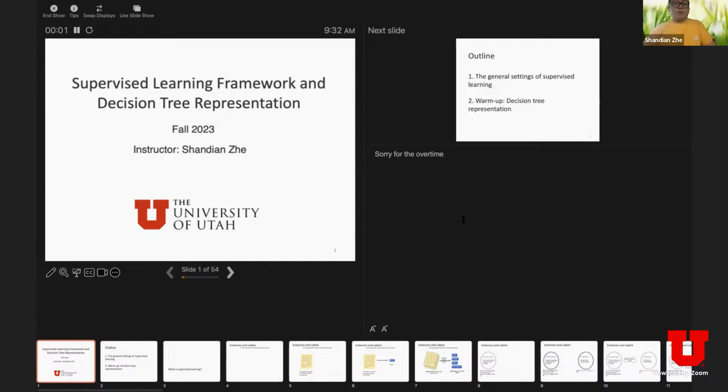Then we'll talk about the algorithm. How do we learn a decision tree? In other words, how do we create a decision tree from some training data set? We're going to talk about this standard algorithm called the ID3 algorithm. Essentially it's a greedy heuristic algorithm, but it is implemented in a recursive way, so it's very succinct but efficient.